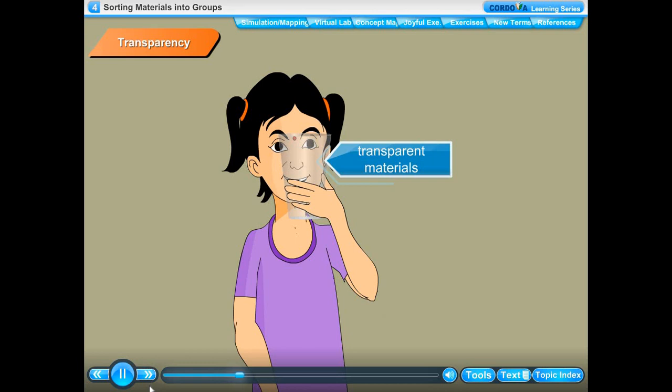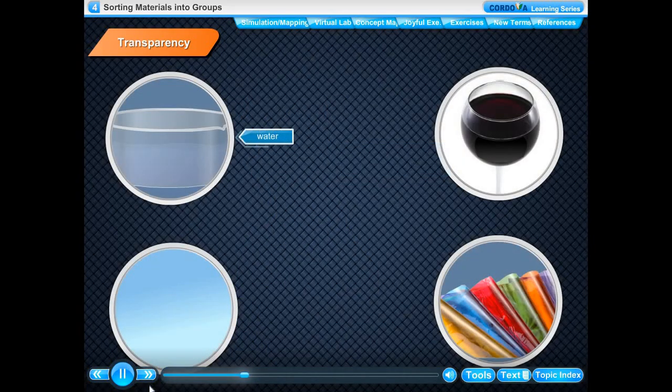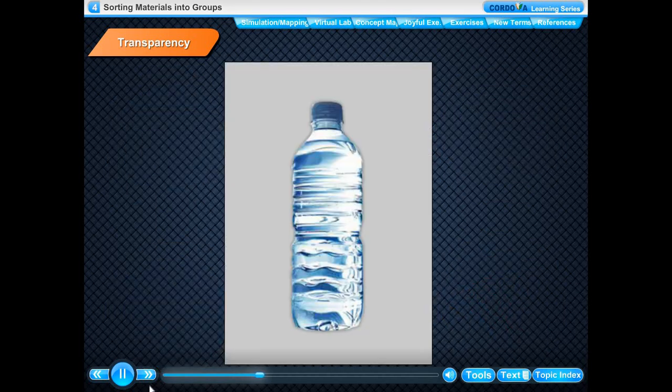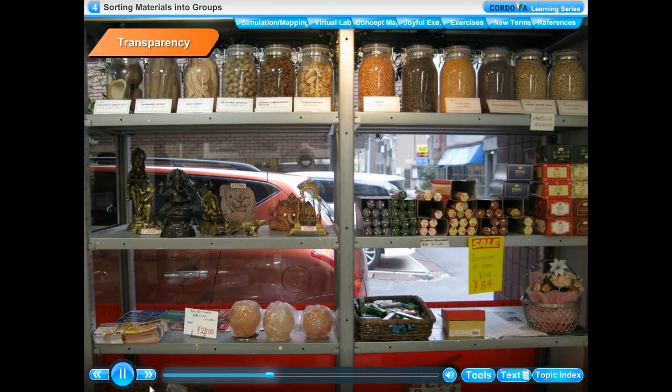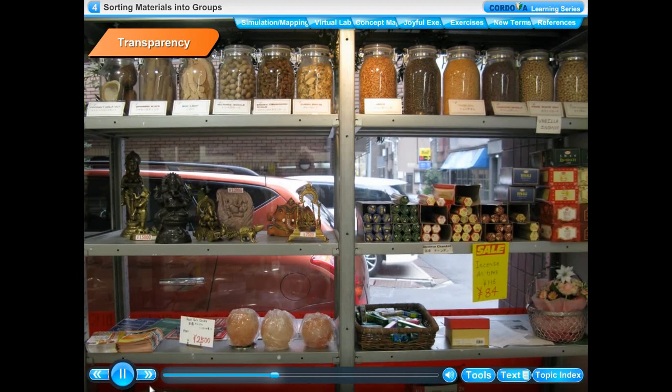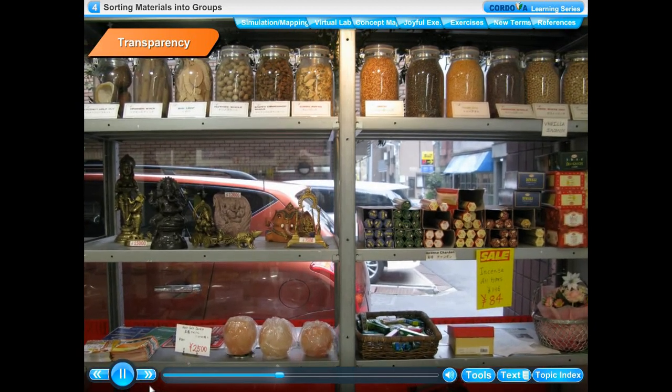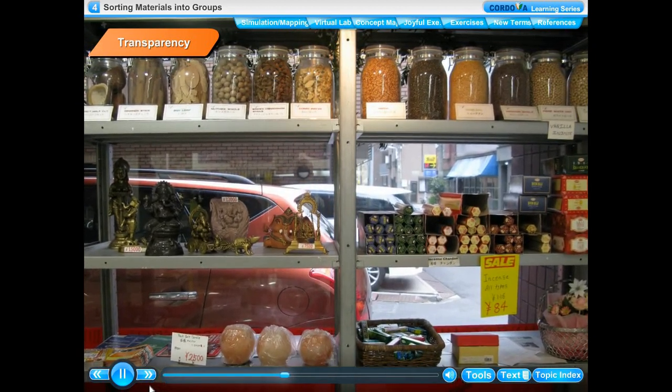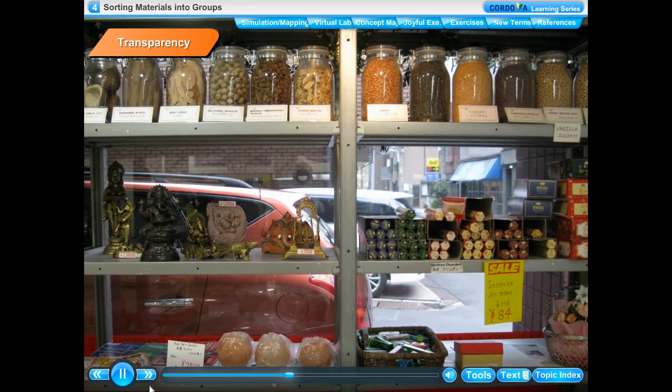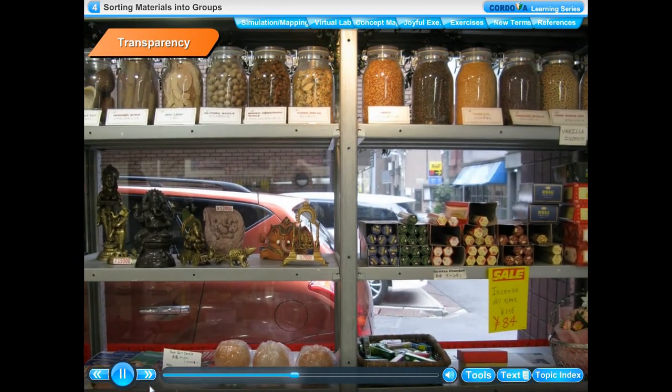Some more examples of transparent materials are water, alcohol, air, and cellophane paper. Some kind of plastic bottles are also transparent. Shopkeepers usually prefer to keep biscuits, sweets, and other eatables in transparent glass and transparent plastic containers so that buyers can easily see these items.